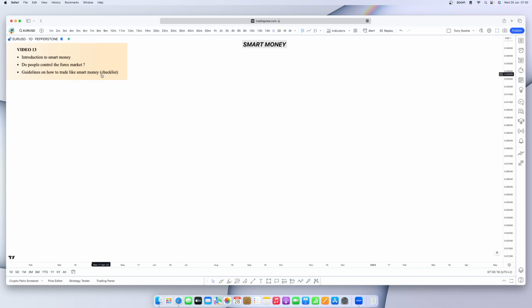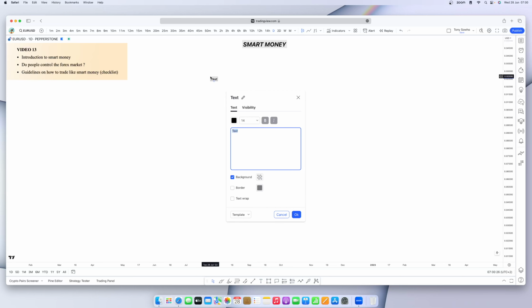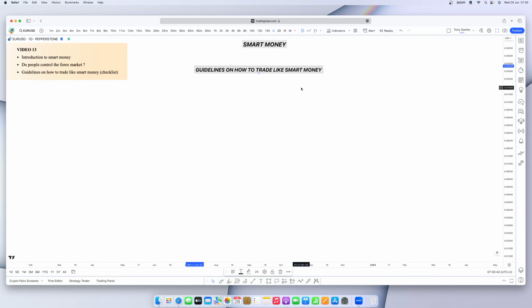Exactly. So now, guidelines on how to trade like smart money. Let's make this 24. Now we've been able to come up with a checklist. When you follow this checklist, you should be able to position yourself trading alongside smart money.